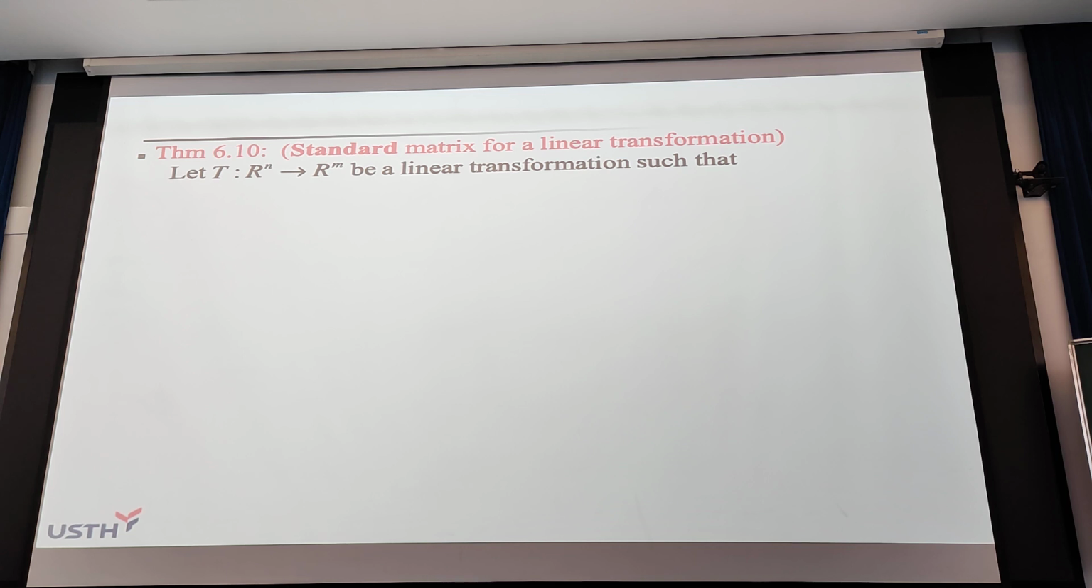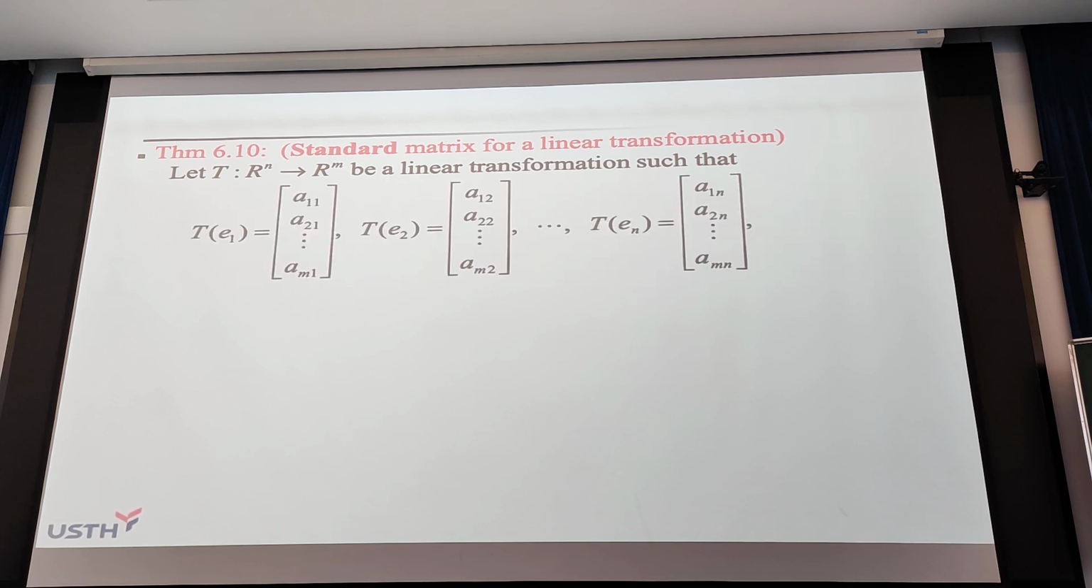Now we consider only linear transformations from Rn into Rn. In that case, we have the name standard matrix for a linear transformation. Let T from Rn into Rn be a linear mapping. And we write T of e1, the coordinate column like here. T of e2, the coordinate column is here. And the last one, T of en, will be the coordinate column here.